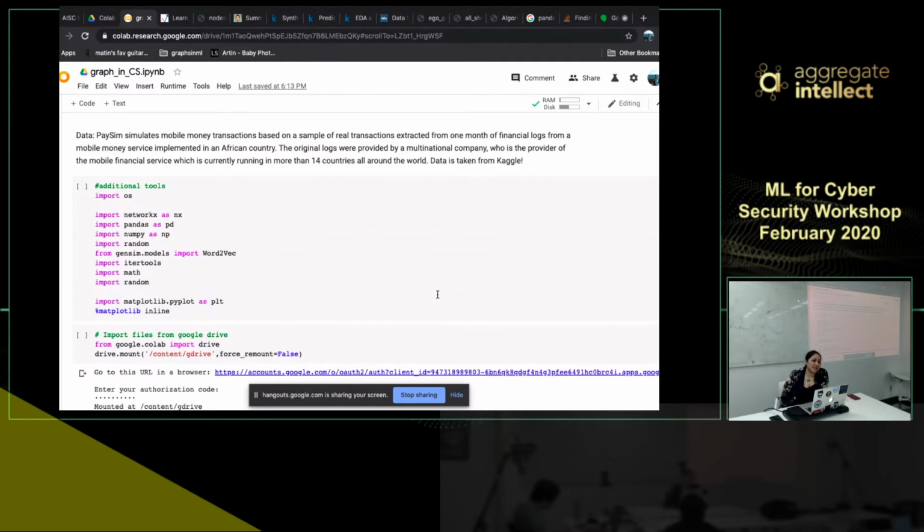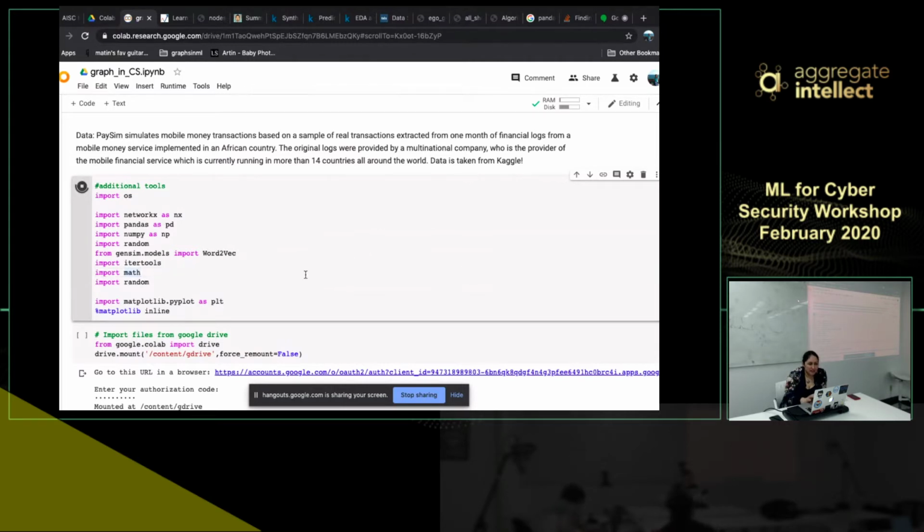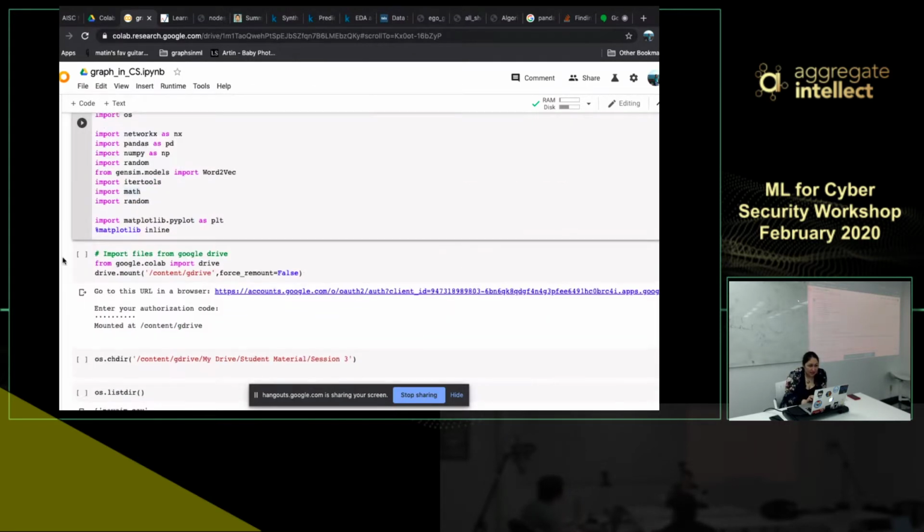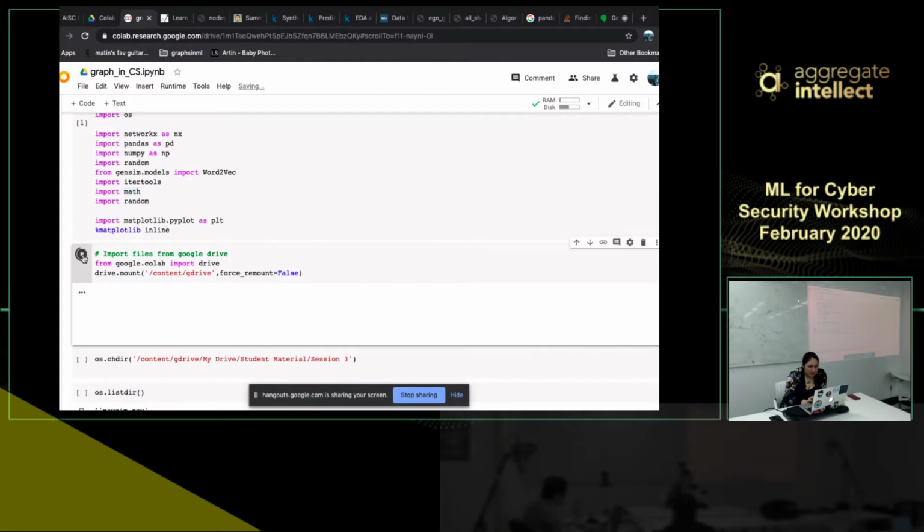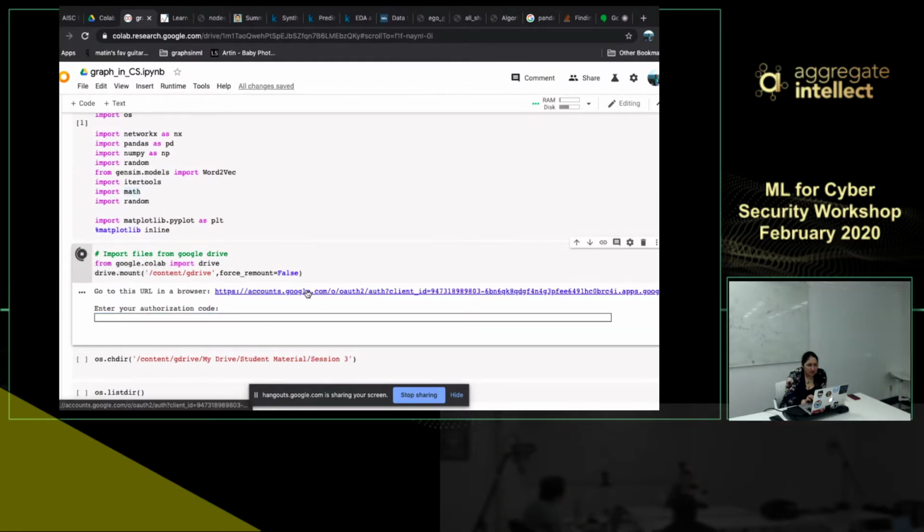But this is not real data, and at some point in the analysis you will see why it's not real data. But it's a good example. That's the only example I could find that works a little bit. So the first line is importing libraries. That's easy, and then mounting your drive.